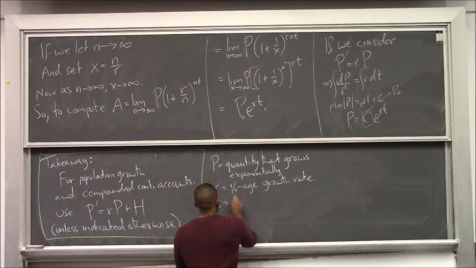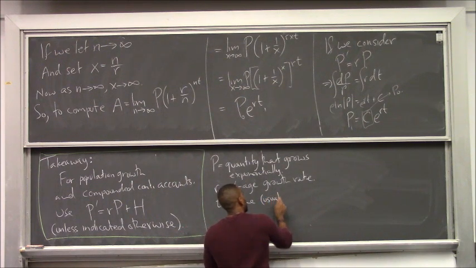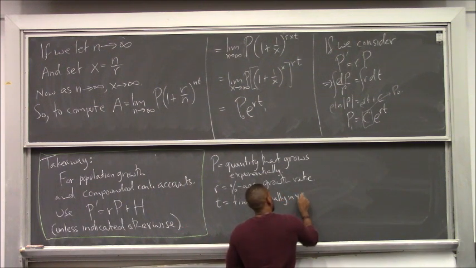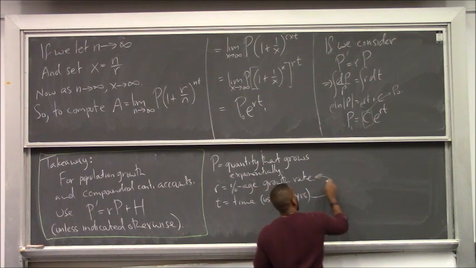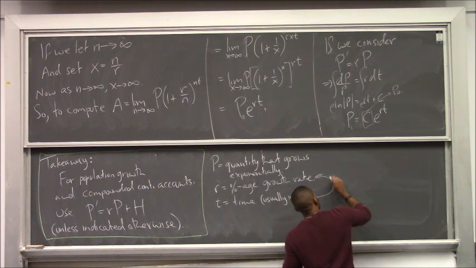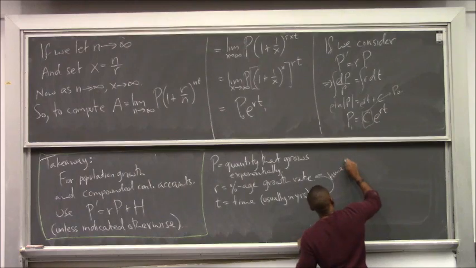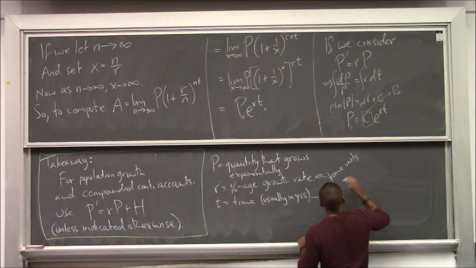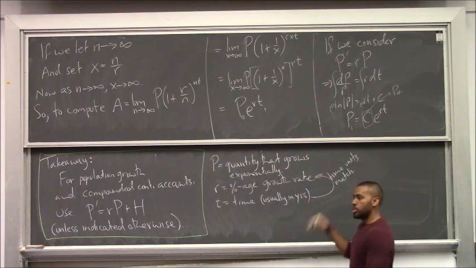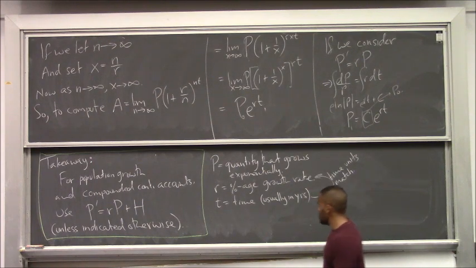T is time. It's usually in years, but the time units must match for your interest rate. So if they tell you interest is being charged every month, measure time in months. If interest is being charged every year, measure time in years. Make sure these units are always the same.